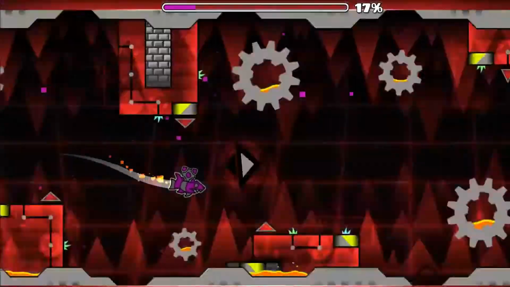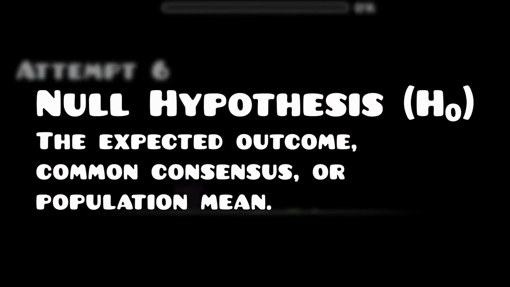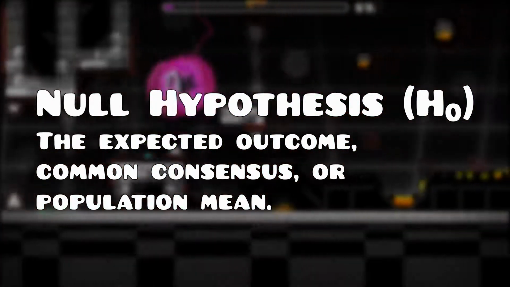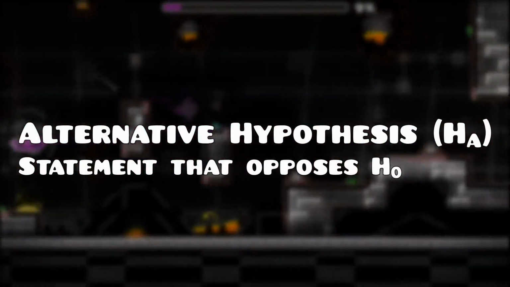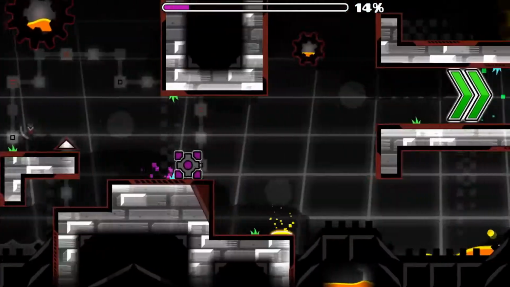Let me introduce to you the null and alternative hypothesis. The null hypothesis, H0, is basically the expected outcome, common consensus, or population mean. The alternative hypothesis is the statement that opposes the null hypothesis. To actually come up with a hypothesis, you need variables.